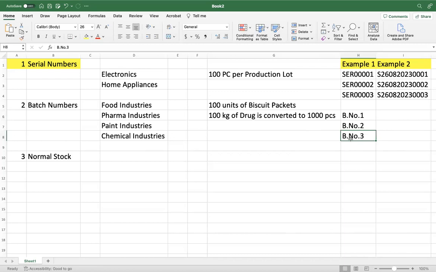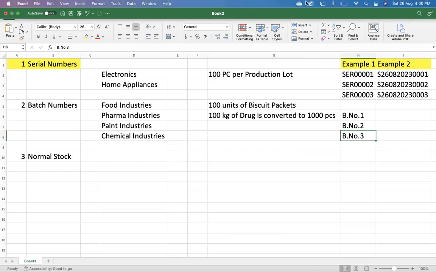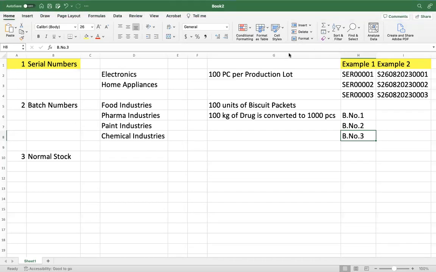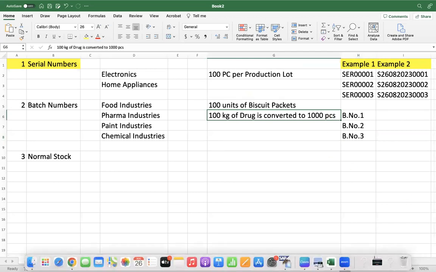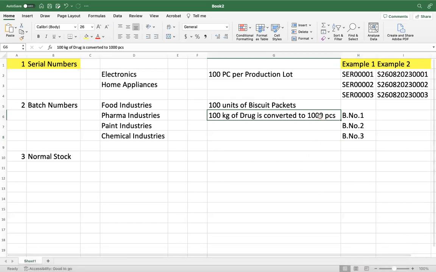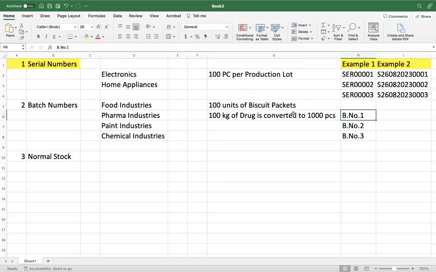In the food industries, the same biscuit packet with batch number one, 100 units of biscuit packets, all 100 will have batch number one. Likewise, whatever tablets you are using nowadays, all 1000 will have the same batch number one. Tomorrow or in the evening shift, when they make another one, it will get batch number two. After 2 days, when they release one more 100 kg of drug, it is batch number three.